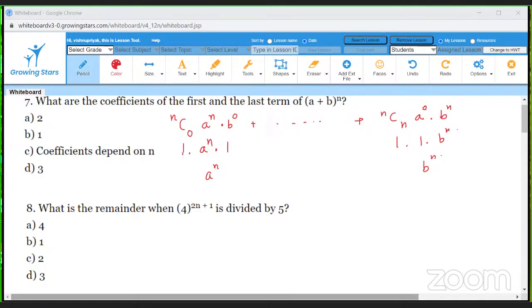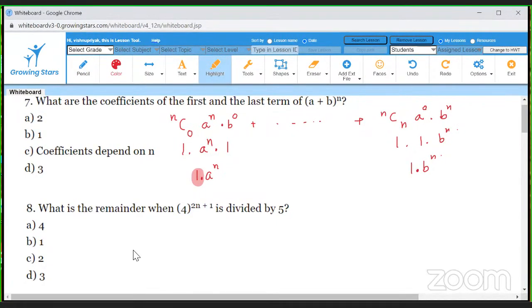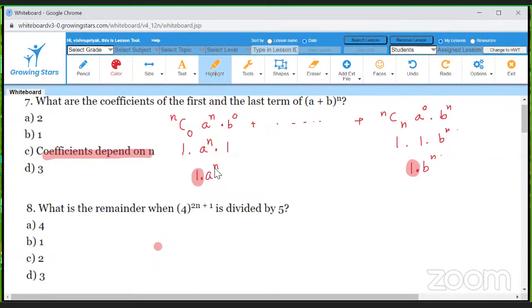So the coefficient of the first term is 1 into a power n. And the coefficient of the last term is 1 into b power n. So 1 is the coefficient for the last term. Coefficient means number. Number associated with that particular term. You can't say coefficients depend on n, because whatever be n, in the first term, the number will be 1. That's why B is the correct option.